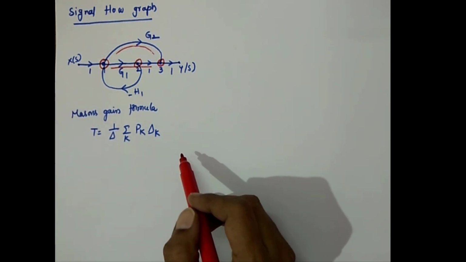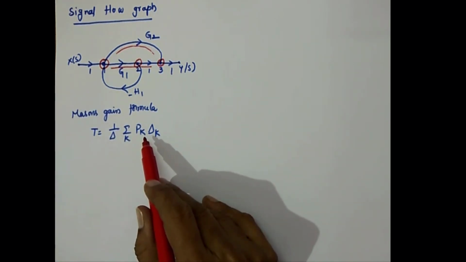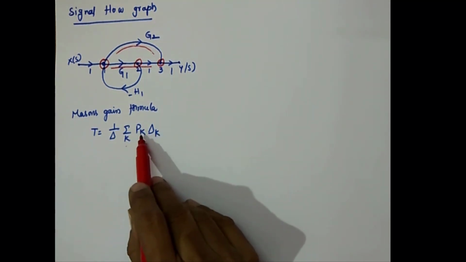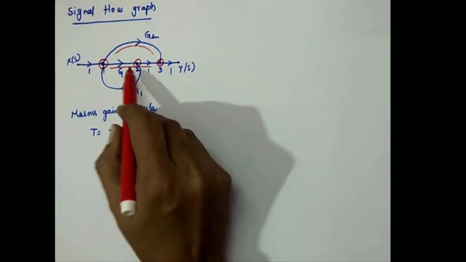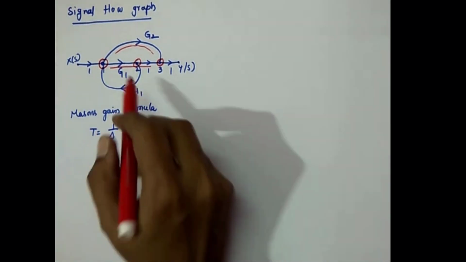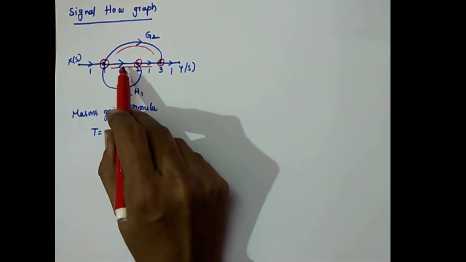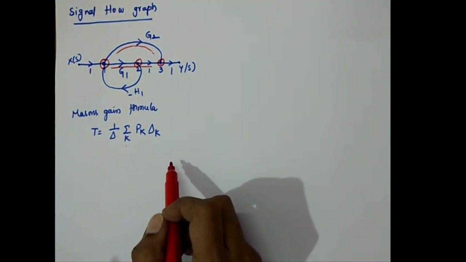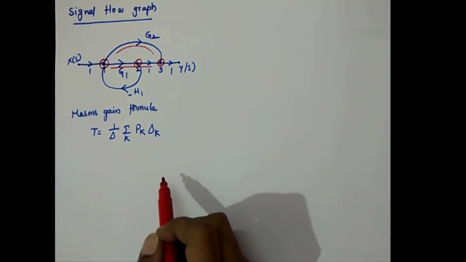Okay. What is Pk here? Path gain of kth forward path. Two forward paths are there, this one and this one. What is their gain? The first one gain is G1 and the second one gain is G2. Fine. Next. How many loops are there?